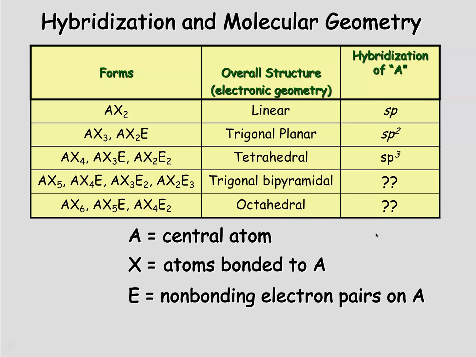Now, the bottom two rows have question marks. Years ago, empty d orbitals in atoms were thought to have the ability to make hybrid orbitals using s, p, and d orbitals. That has been disproven, and we're in a holding pattern, waiting to find out if that was a mistake or if there's some other method or mechanism which supports an expanded octet and its hybridization. We don't know that yet.